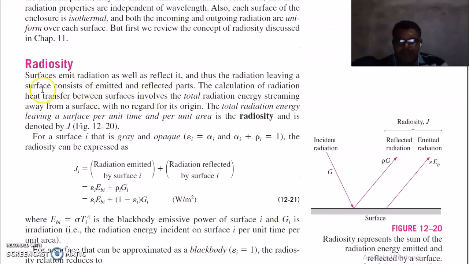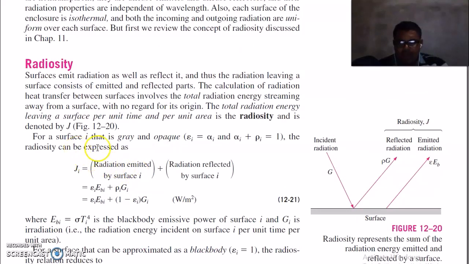So, radiosity: surfaces emit radiation as well as reflect it, and thus the radiation leaving a surface consists of emitted and reflected parts. The calculation of radiation heat transfer between surfaces involves the total radiation energy streaming away from a surface, with no regard for its origin. The total radiation energy leaving a surface per unit time and per unit area is the radiosity and is denoted by J. So this is your radiosity, which is reflected radiation and emitted radiation.